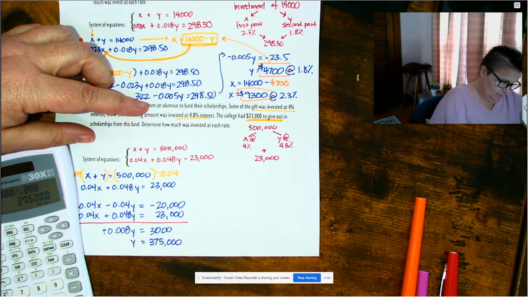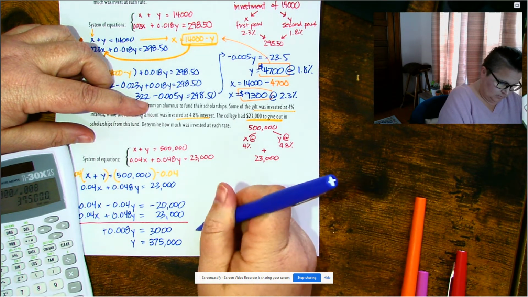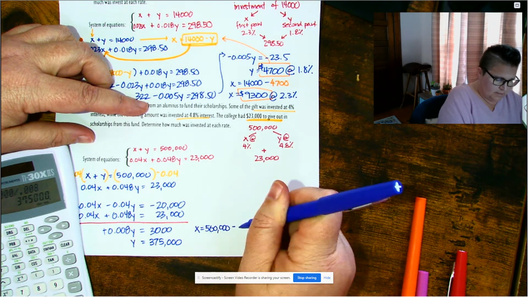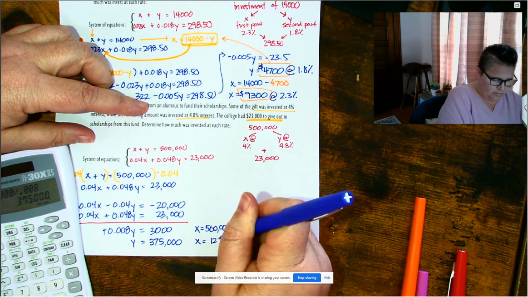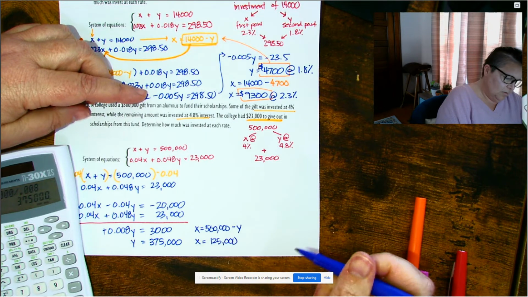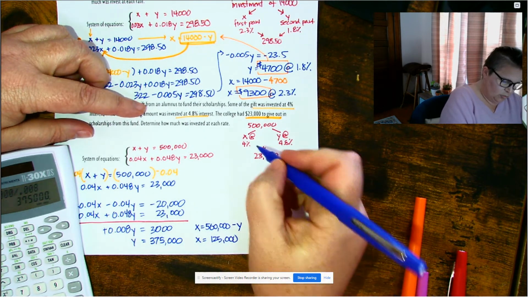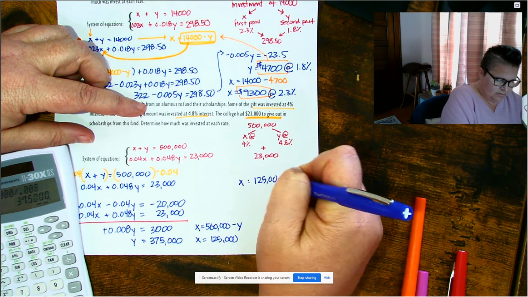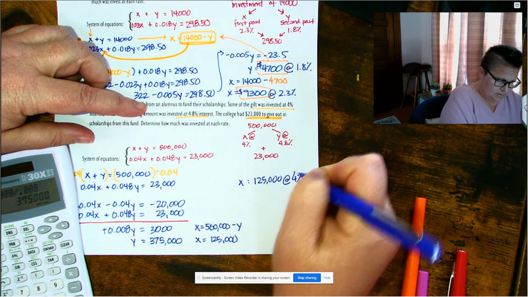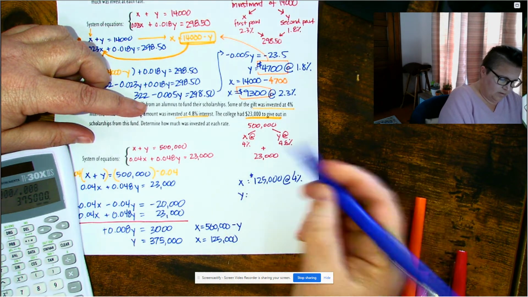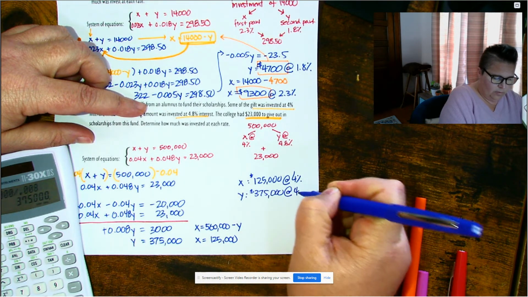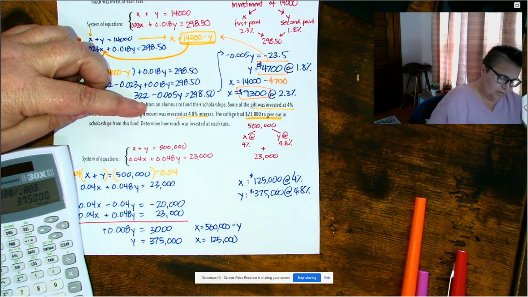So what does this mean? This means that our x would be that 500,000 minus the y. So our x would be 125,000. Okay, determine how much was invested at each rate. So x was $125,000 at 4%. And our y value is $375,000 at 4.8%. All right.